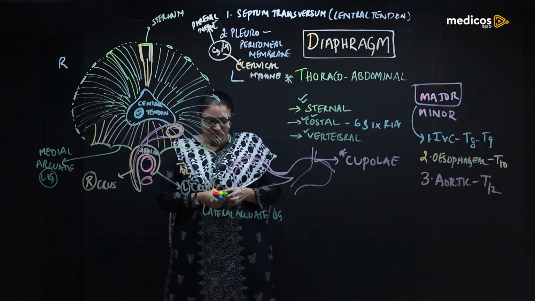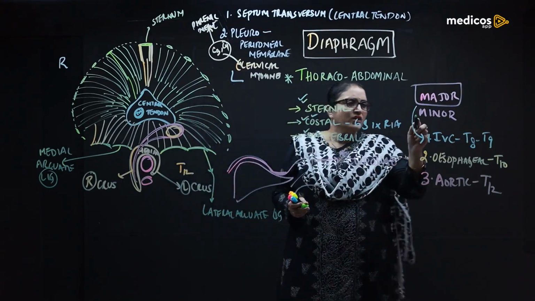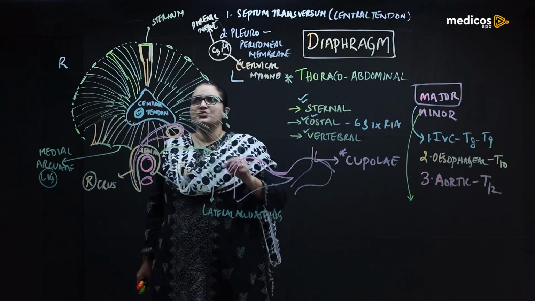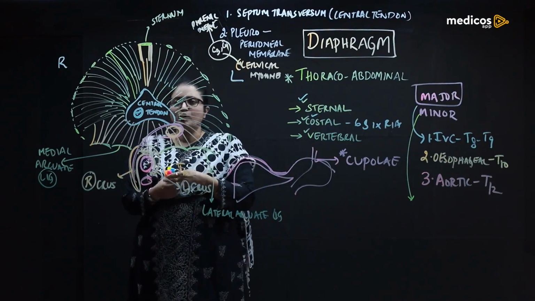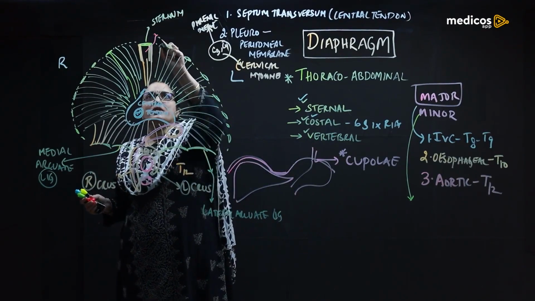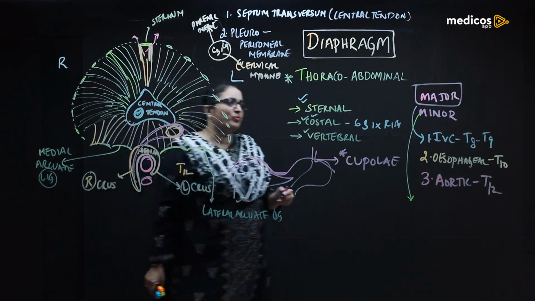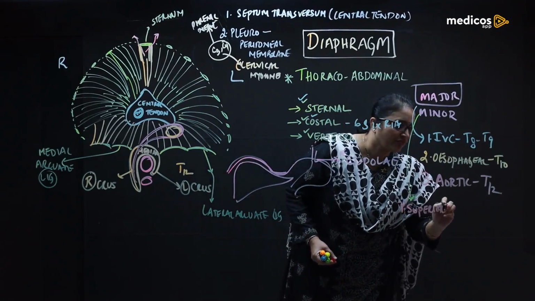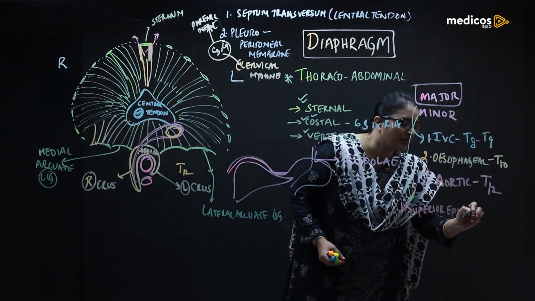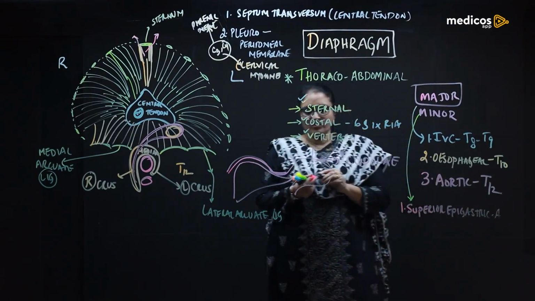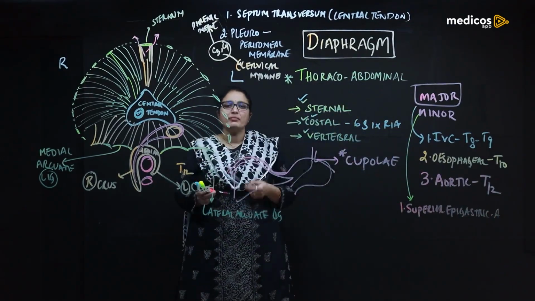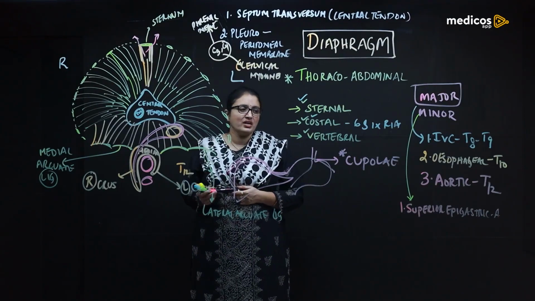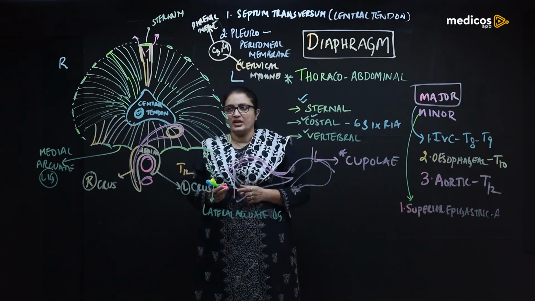Some of the minor openings you need to appreciate are at the sternal origins, where there are minute openings for the passage of the superior epigastric arteries. If you remember, the superior epigastric artery is one of the terminal branches of the internal mammary or internal thoracic artery, which has to reach the rectus sheath to anastomose with the inferior epigastric artery.